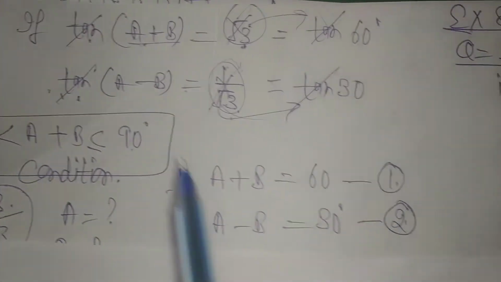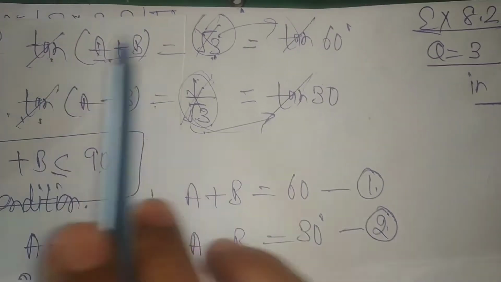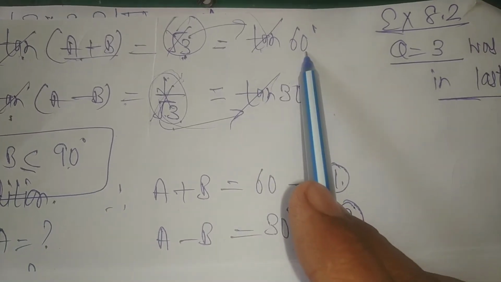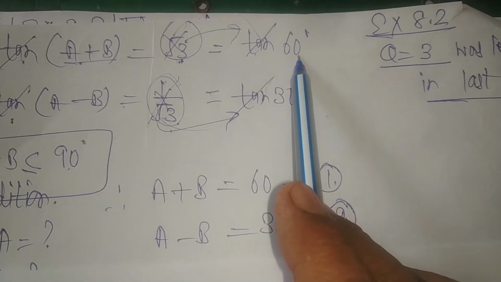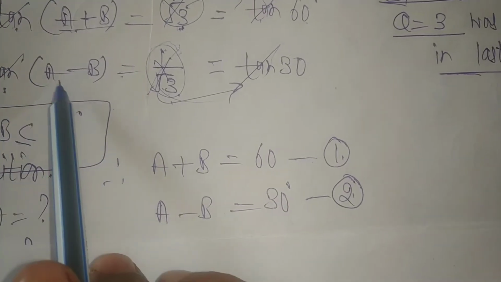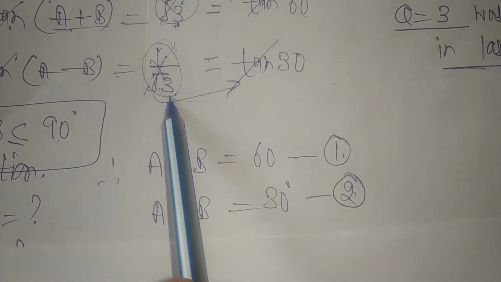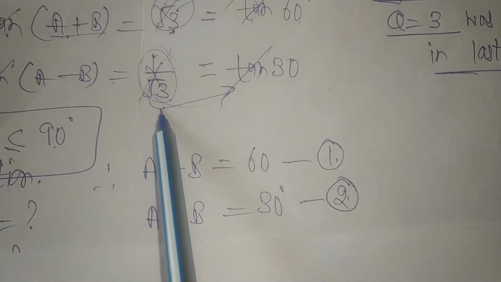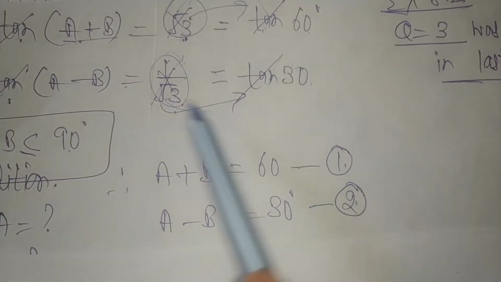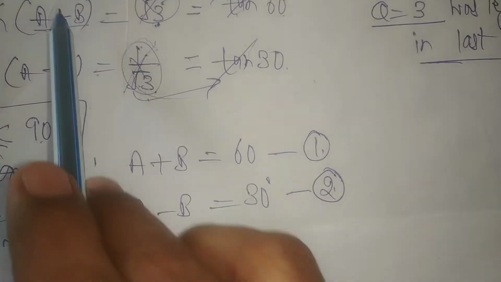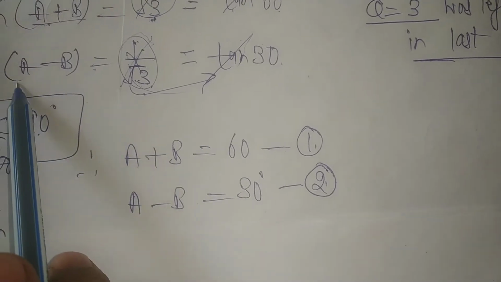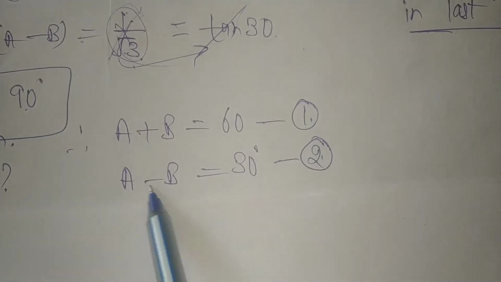So let's see, students. Now you have to understand what the value of root 3 is. You know that this is tan 60 degrees. I told you everything earlier, the table and each and everything. And similarly tan(A − B) = 1 by root 3 is given, and 1 by root 3 equals tan 30 degrees. So now tan to tan will cancel and we are left with two equations: A + B = 60 degrees and A − B = 30 degrees.